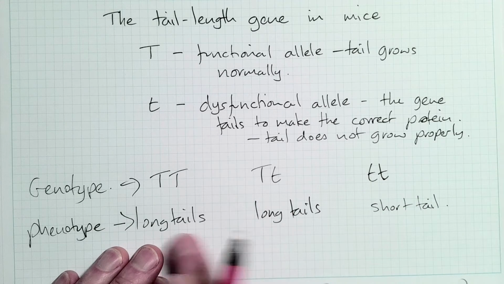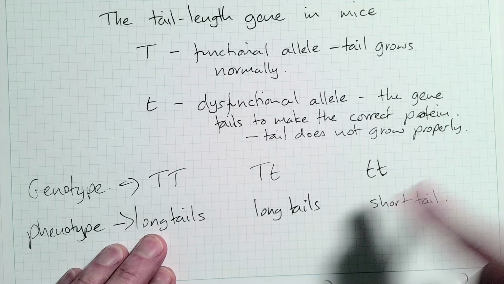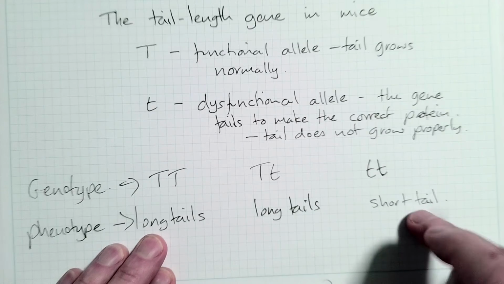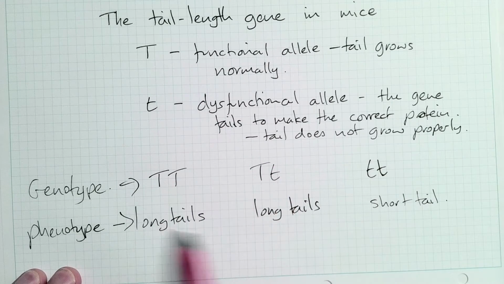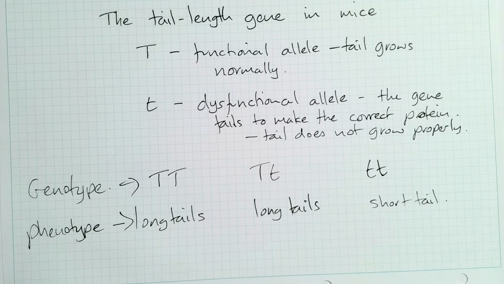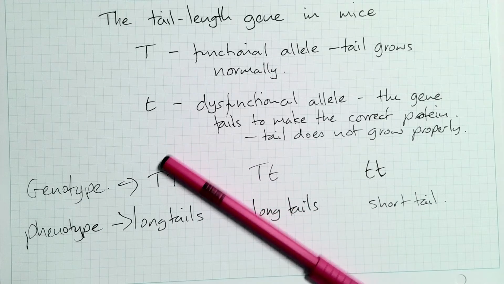So these two genotypes both produce similar looking mice. It's only this genotype that produces something different. Remember, the dominant allele will always happen. It will produce its phenotype if it's there. It's only when it's not there that you produce the other phenotype. So, I hope that was clear to you.